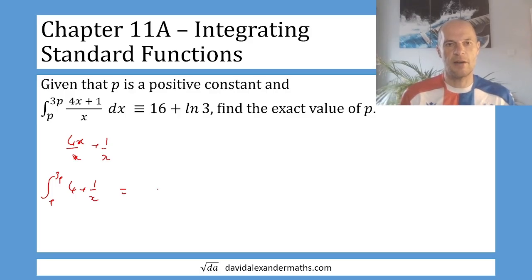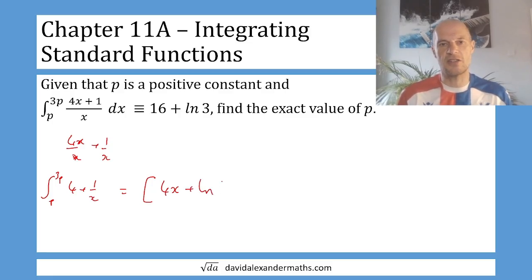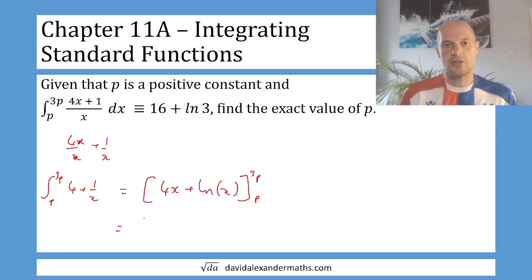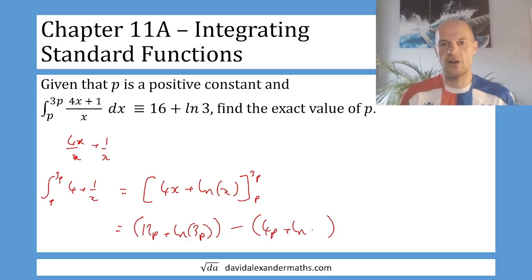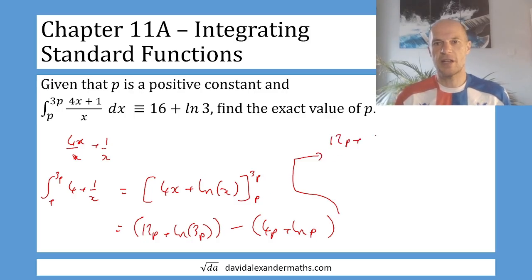Okay, now when I integrate 4, that's going to be 4x, and 1 over x, that integrates to the ln of x. Okay, and that is between 3p and p. So what do I normally do with these limits? Well, let's substitute them in. So I'm going to put in two brackets with a subtraction sign in between. So 4 times 3p, which is 12p, plus the ln of 3p, minus 4 times p, minus 4p, plus the ln of p. So that is going to be 12p plus the ln of 3p, minus 4p, minus the ln of p.